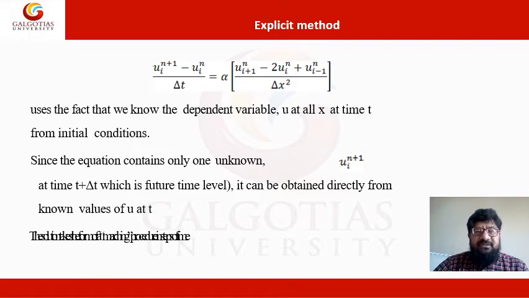In the explicit method, all the unknown terms are expressed as a function of known terms. Here u_i^(n+1) is unknown and other quantities are known at time level n. n is the current time level, i minus 1 is the node to the left of i, and i plus 1 is the node to the right of i.